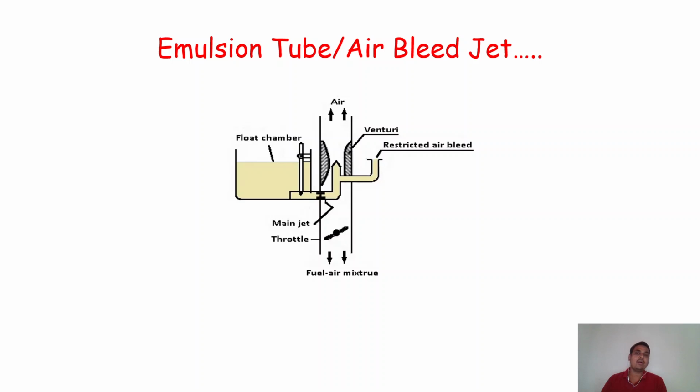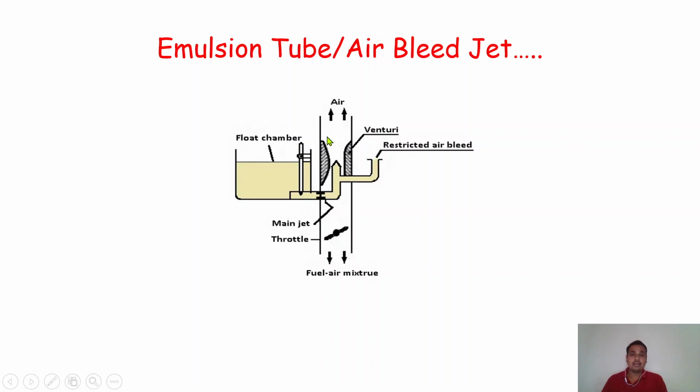We discussed about the constructional details. So this is again a simple kind of a carburetor, but it has some specialty. And that specialty is nothing but called as the emulsion tube or air bleed jet. So this carburetor is having some additional devices along with the element of simple carburetor, and that device is nothing but called as an auxiliary circuit or the compensating device.